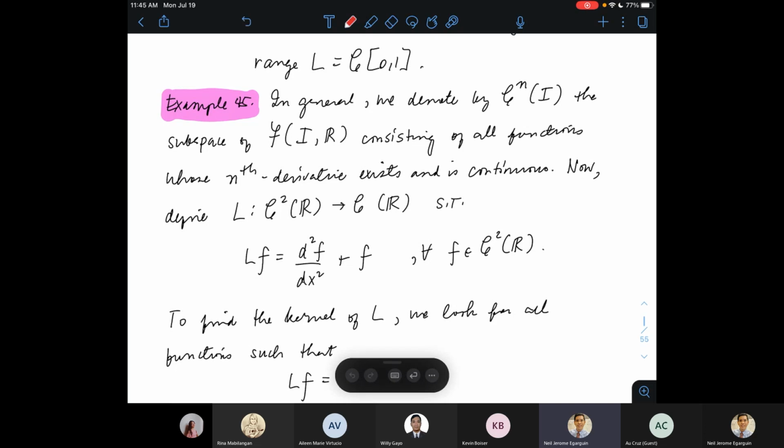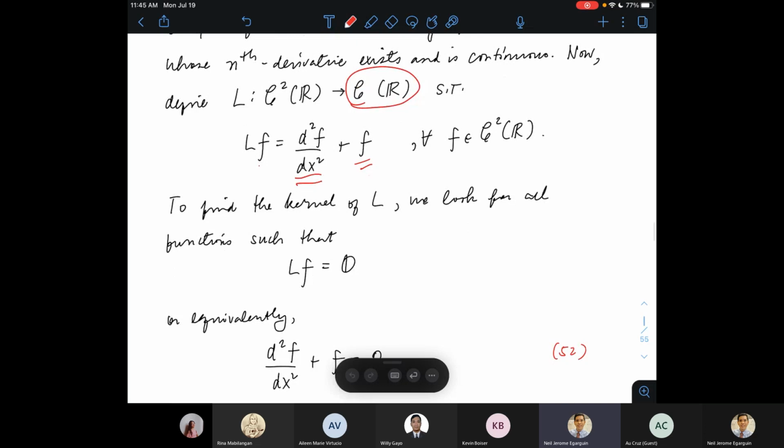To be safe, the codomain should be just the set of all continuous functions on R, right? So this linear map should be defined from C2 to C, just to be sure. And then the image of a function in C2, say f, is just the second derivative of f plus the function f. If we want to find the kernel of this linear transformation L, we want to find all functions that satisfy this equation, right?